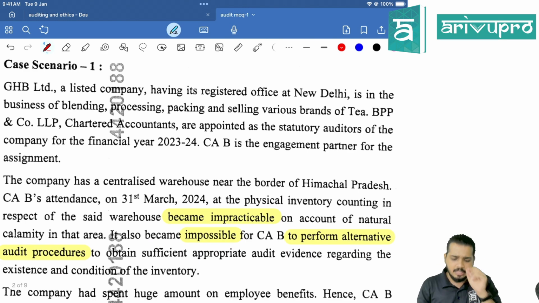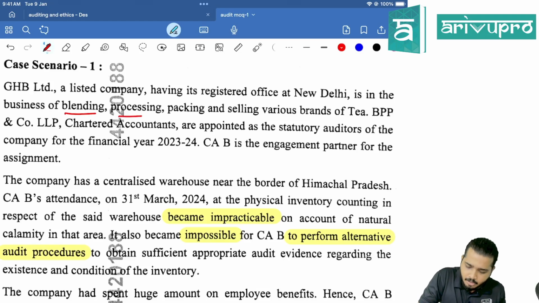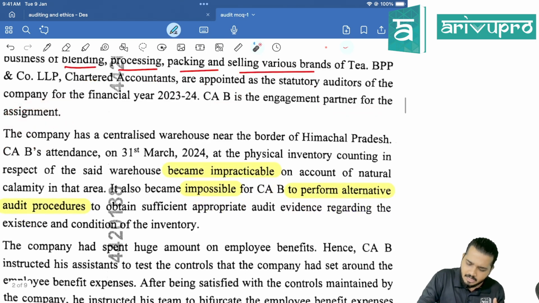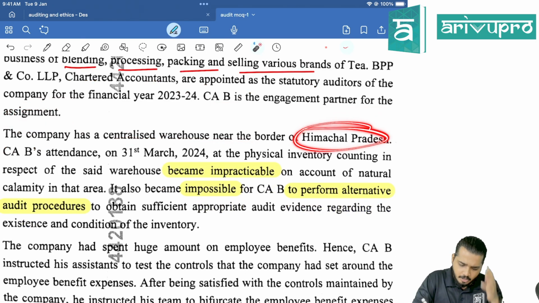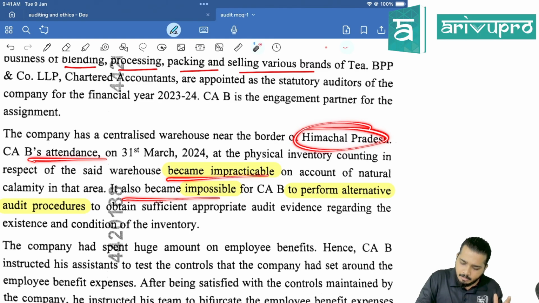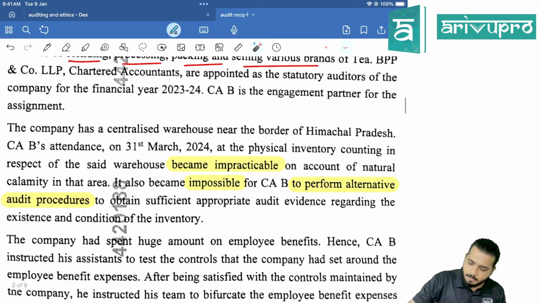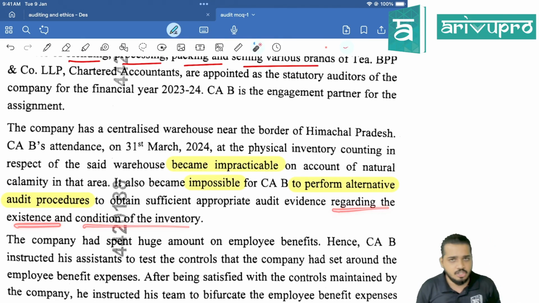GHB Limited, a listed company having its registered office at New Delhi, is in the business of blending, processing, packing, selling various brands of tea. BPP and Co. LLP chartered accountants are appointed as stat auditors for the financial year 23-24. CAB is the engagement partner for the assignment. Company has centralized warehouse, etc. Okay, where Himachal Pradesh border. Attendance is impracticable, and it also became impossible for CAB to perform alternative audit procedure. SA 501. Yes. To obtain sufficient appropriate audit evidence regarding the existence and condition of the inventory, right, sir?